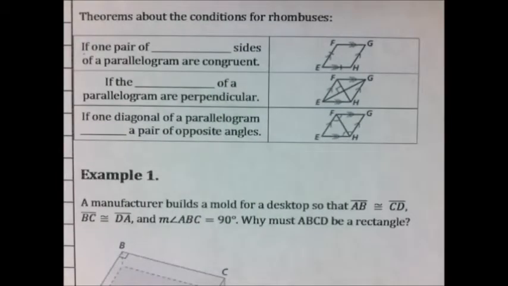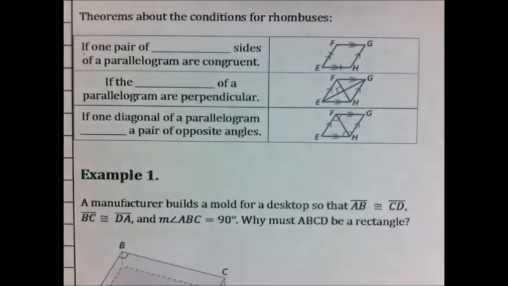Now there are also some theorems about the conditions of rhombuses. If one pair of consecutive sides of a parallelogram are congruent, that means these two sides that lie right next to each other, if they are congruent to each other, and this is a parallelogram we're talking about, then we have a rhombus.